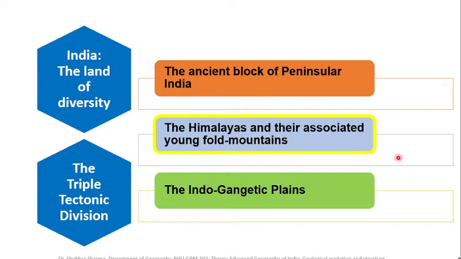And now we will discuss the Himalayas and their associated young fold mountains. Again, you have to remember the Indian plate is still drifting northwards and is now in the process of colliding with the Eurasian plate. Then we will have the rise of the great mountain ranges called the Himalaya. So we'll talk about that in the next video.